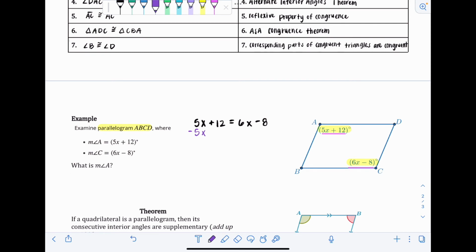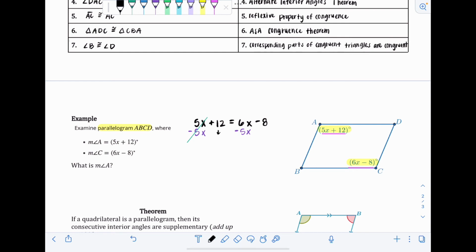And then an equation is like a balance or a scale, so if I do something to the left side of the equal sign like I am here, I also have to do it to the right side over here. I'm going to line up that minus 5x under the 6x because those are like terms. And then 5x minus 5x is 0, so that cancels it out.